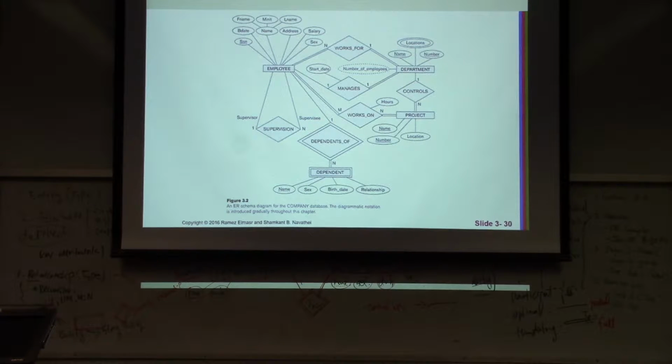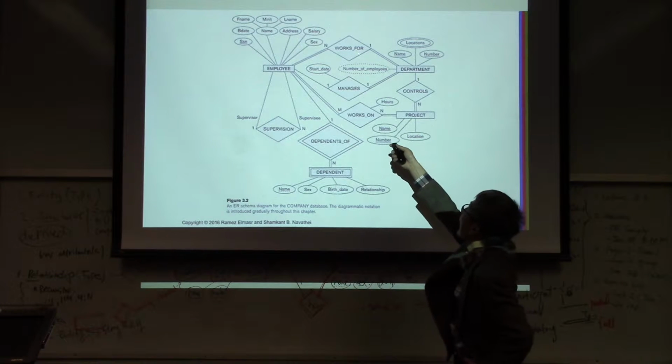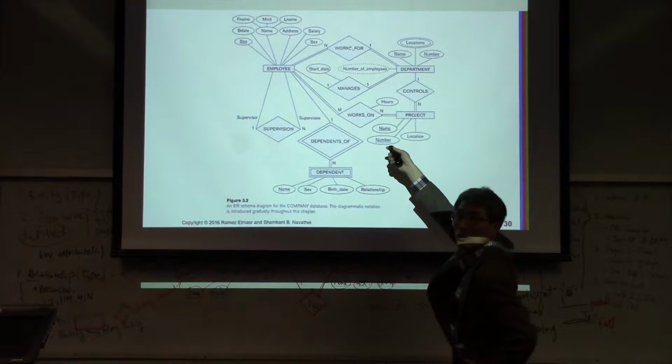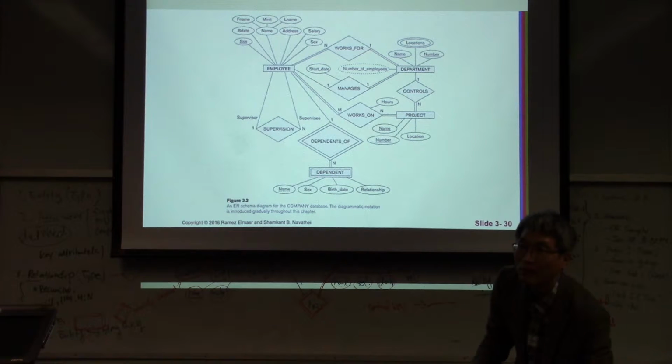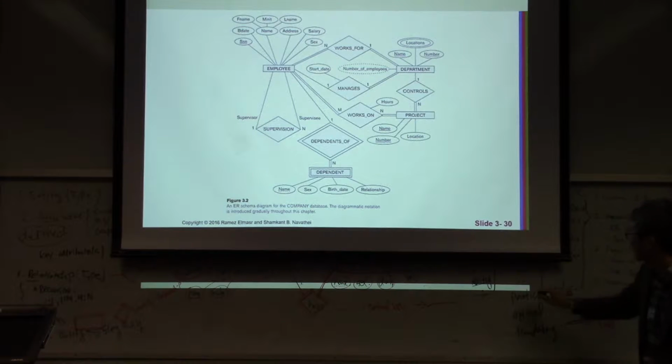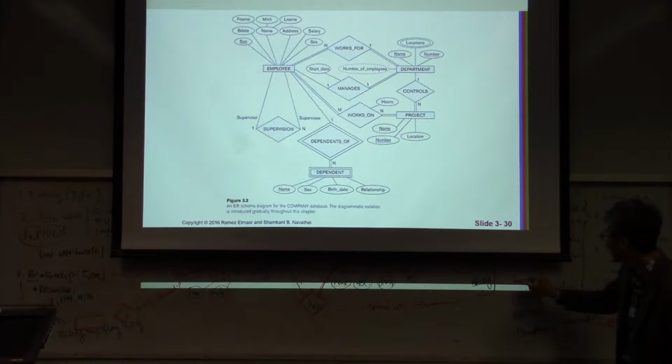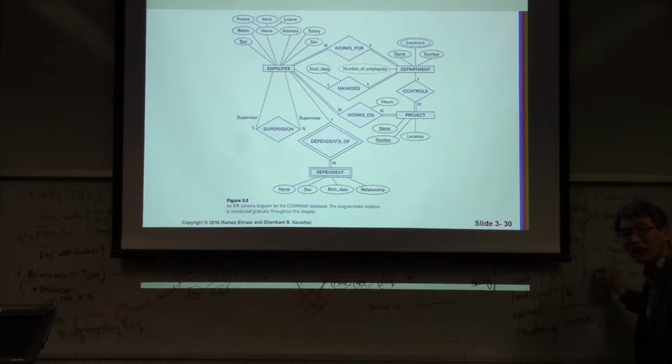Professor? Yes. Is it also acceptable to have the number of employees attached to the works for relationship the same way we did hours for the works on relationship? So her question is, can we put the attribute on this one, works for? Yeah, the same way we did hours for the relationship works on. Let's go back to this one. So works for is, Lee works for HR. Okay? How many employees? It's just one. It's the employee by department.